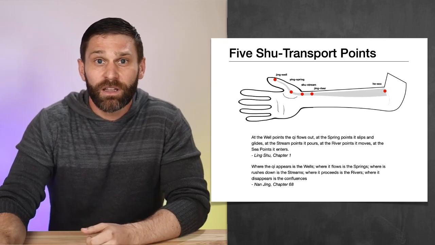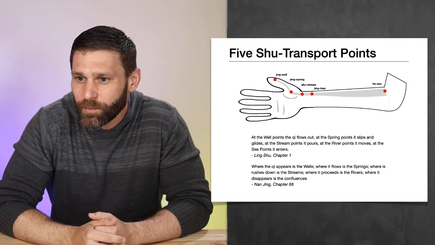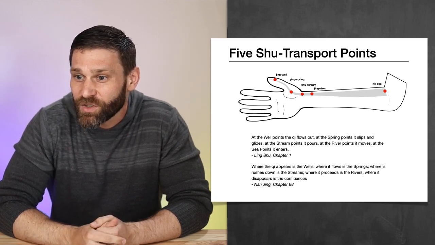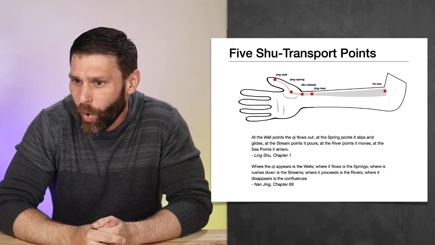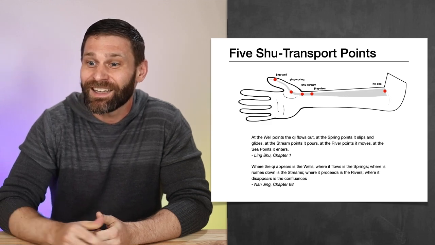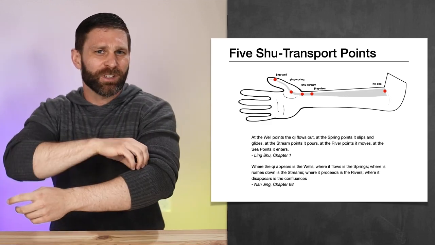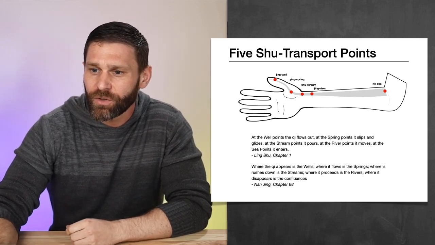Basically this flow is described in the classics. We say at the well points, the qi flows out. At the spring points, it slips and glides. At the stream points, it pours. At the river points, it moves. And at the sea points, it enters. When we say it enters, we're saying it's entering deeply into the body. So that's what we said in the Ling Shu.